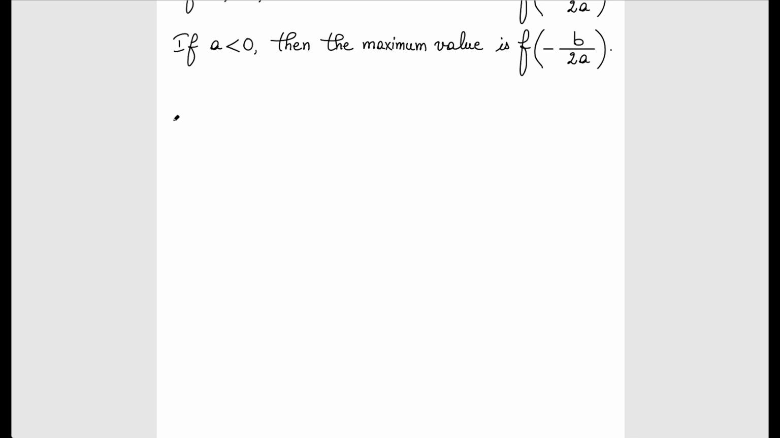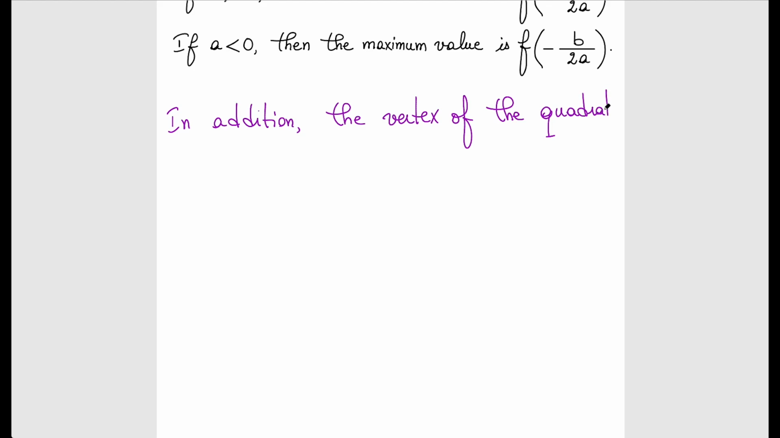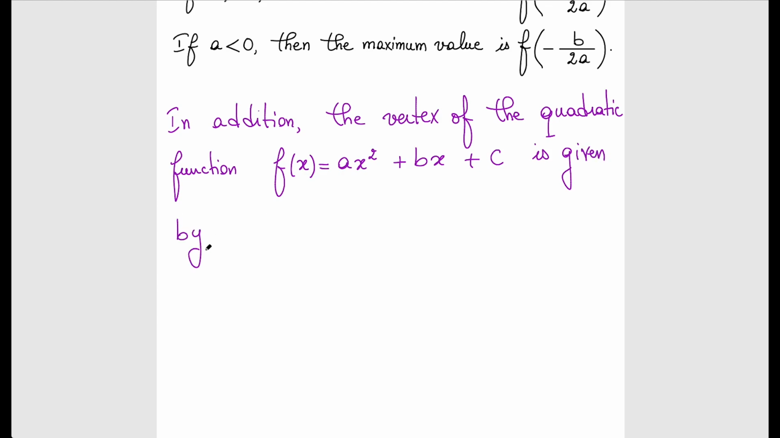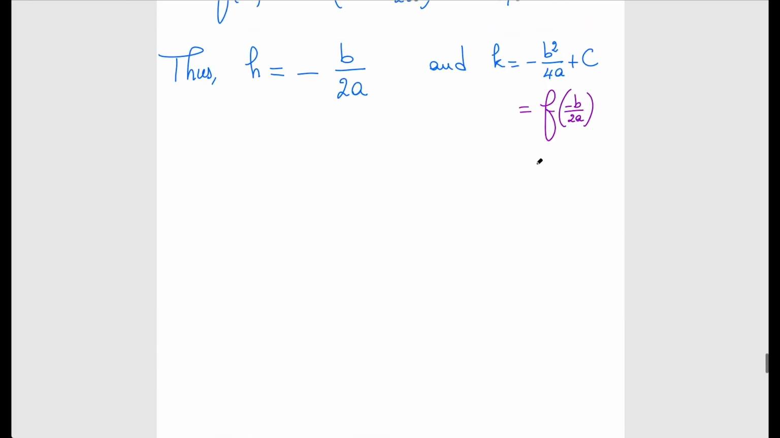So in addition, the vertex of the quadratic function f of x equals ax squared plus bx plus c, is given by this formula that we just discovered: h is minus b over 2a, and the k, which is f of that, is the other component, which is minus b squared over 4a plus c, but as I said, it's ugly to memorize, so I'm gonna just keep it as f of h. Correct? H is easy to recall.